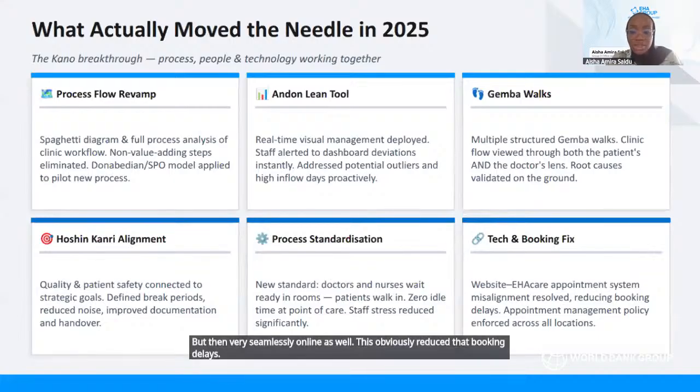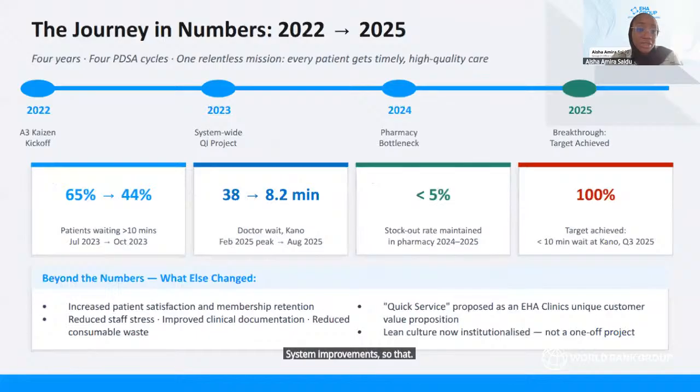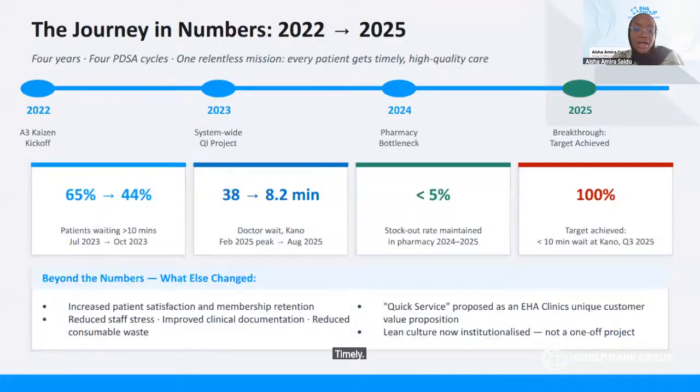And then that policy that we had created enforced a lot of system improvements. So that's basically what we had done. And this just gives us a holistic picture as to what we were doing relentlessly for 4 years, right? 4 PDSA cycles. But we just had one thing in mind, right? Where we're able to get patients to have that timely, high quality care across our locations.